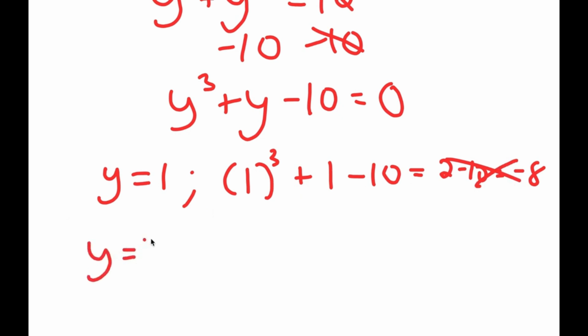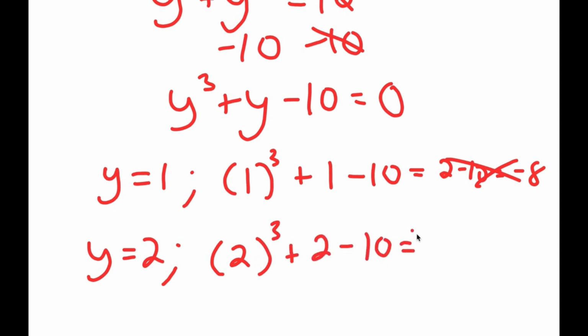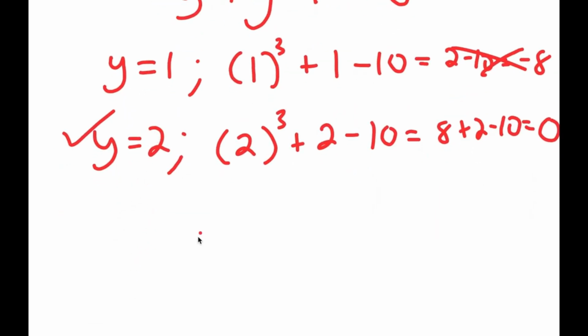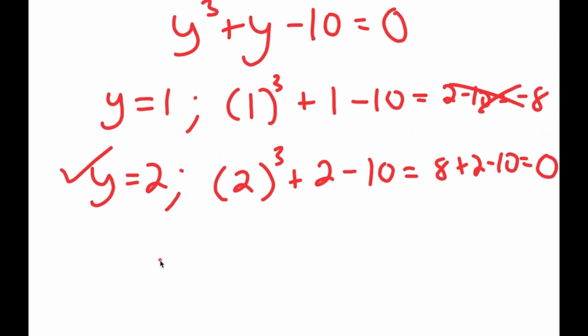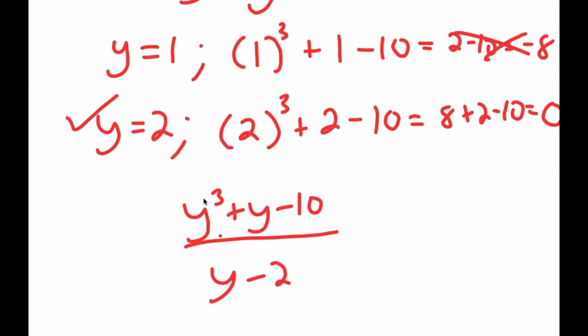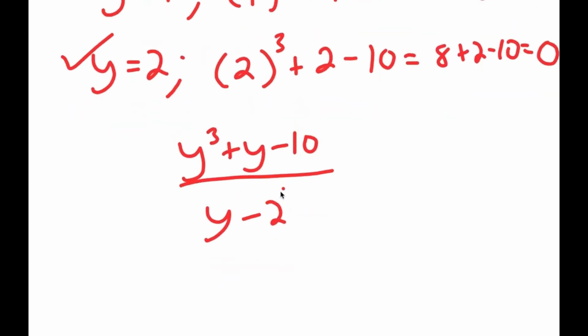Now, if y is equal to 2, I get 2 to the power of 3 plus 2 minus 10. 2 to the power of 3 is 8, so I get 8 plus 2 minus 10, which is equal to 10 minus 10, which is equal to 0. So this is right, meaning y equals 2 is a solution to this. So this also means that I can divide y to the power of 3 plus y minus 10 by y minus 2, because 2 is a solution. If I plug in 2 into y minus 2, I get 0. So if I do this, I can find the remaining solutions.